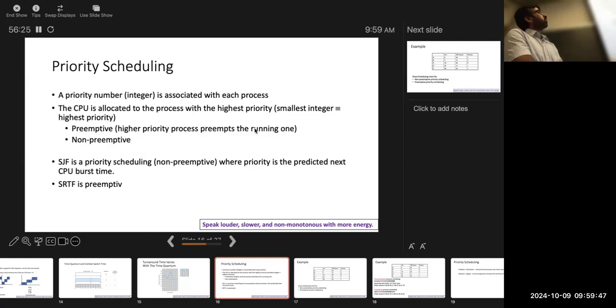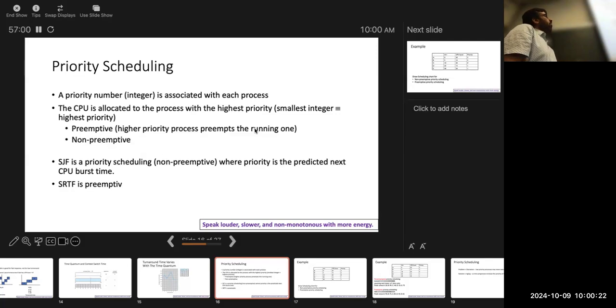So the CPU is allocated to the process with the highest priority, where the smallest integer is equal to the highest priority, and this algorithm is preemptive. Preemptive means that if you are currently running a process and another process arrives with a higher priority, then the currently running process is kicked out, and the process with the higher priority is run. And if in the ready queue you have more than one process with the same priority, then you use first come first serve to break the tie between those processes with the same priority.